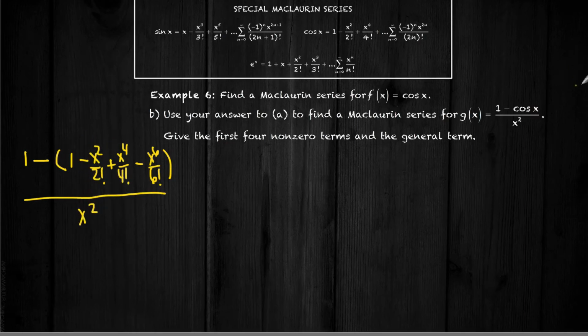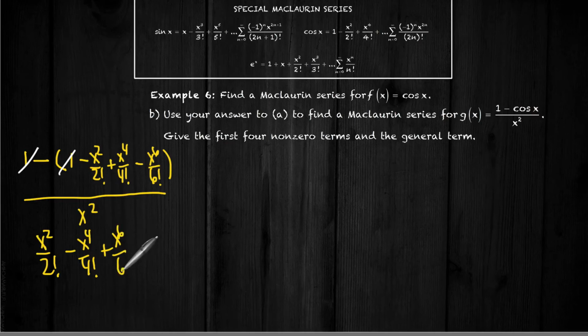When we do that, the 1's are going to cancel, and then all the signs inside of here are going to change because we have to distribute a negative to each term inside the parentheses. So that's going to give us a positive x squared over 2 factorial, and then a minus x to the 4th over 4 factorial, and then a positive x to the 6th over 6 factorial, and divide that by x squared. So once again, similar to the last problem, we're going to take this x squared and divide it into all 3 terms on the numerator.